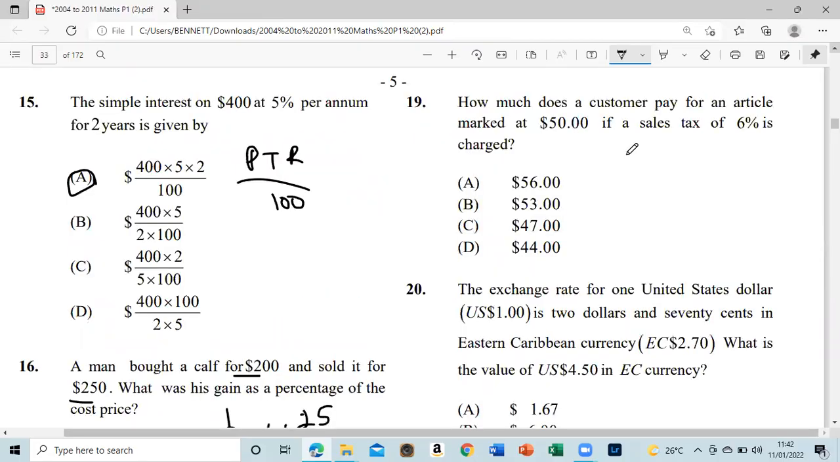Mathematics, guys, right? How much does a customer pay for an article marked $50 if the sales tax of 6% is charged? Now, tax is an increase, so it means that we're going to be paying more. We're going to pay 106%, right? Let's do it the easy way. Find 6% of 50 and add it, right?